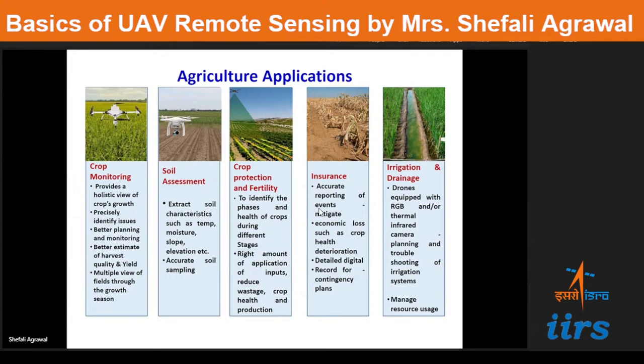Then crop spraying is there. Agriculture drones can be used, as we said, to spray chemicals, as they have reservoirs which can be filled with fertilizers or pesticides. And it can be done efficiently in a very short time as compared to the traditional methods.